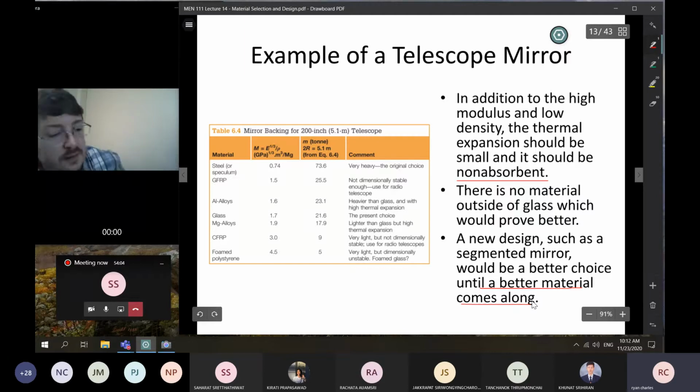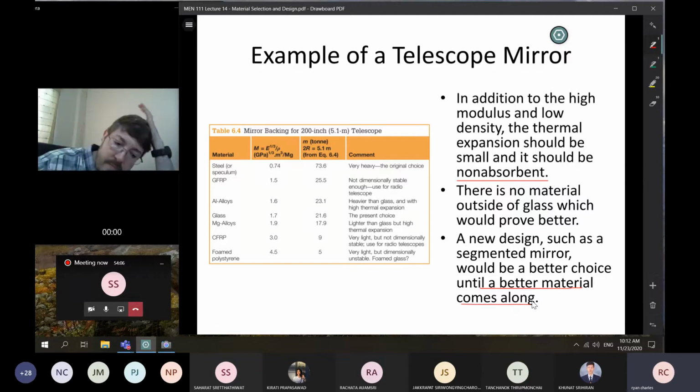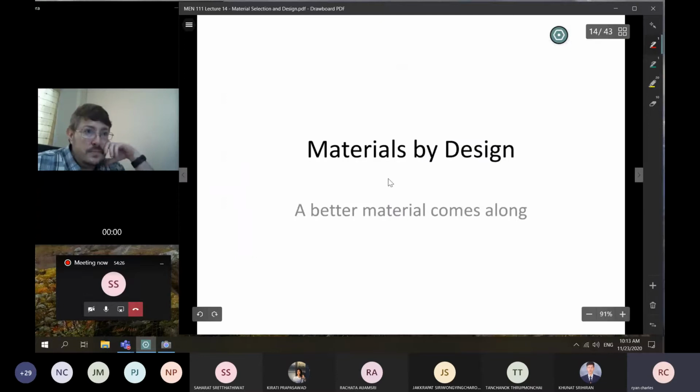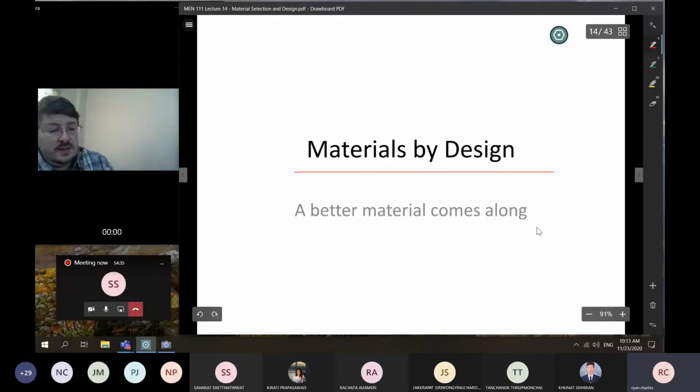So sometimes you have a design requirement where you just can't find a material that's going to satisfy it. So you have to change your design, lower your expectations perhaps, or hope for a better material. Which leads to the second half here: the idea of materials by design, or a better material comes along.